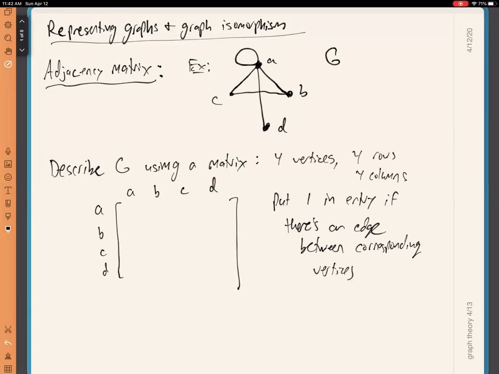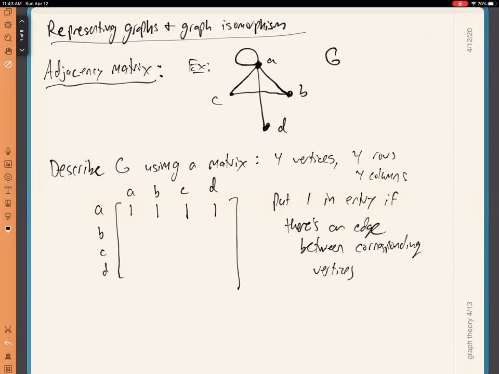So for example, let's just start in the first row, which is the row associated to A. Well, I have an edge between A and A because there's a loop there, so I'm going to put a 1 in that spot. And now let's move on to the next entry in this row. Well, I'm going to put a 1 if there's an edge from A to B. In this case, there is. Moving on, there's an edge from A to C, so I'll put a 1 there. And there's also an edge from A to D, so I'll put a 1 there as well. So in the first row, we put all 1s because every single other vertex, including A itself, is connected to A. So now let's move on to B.